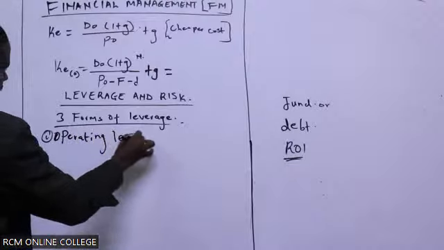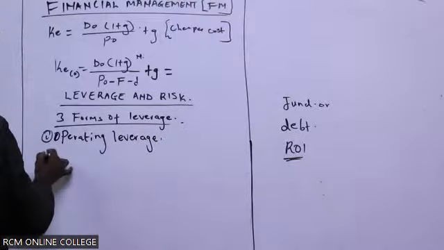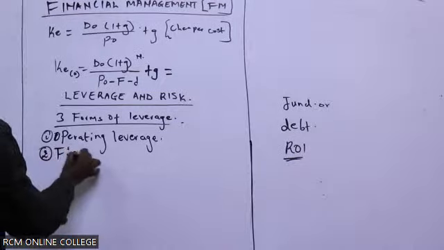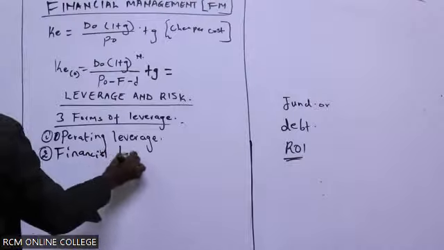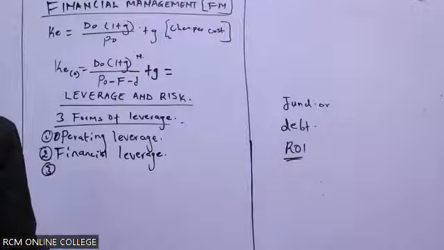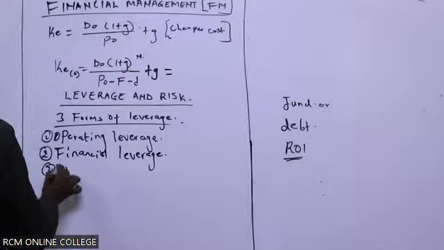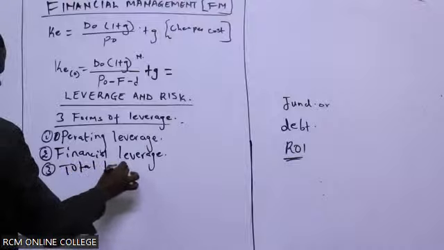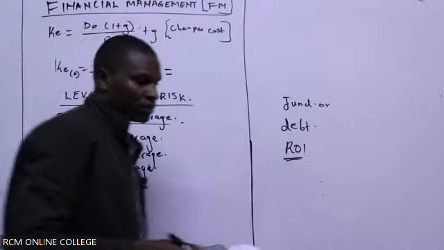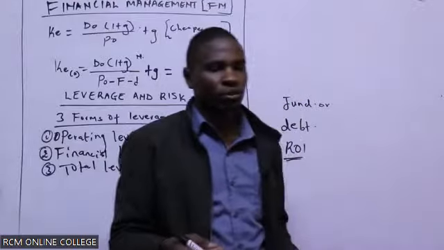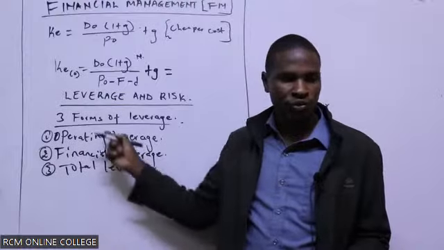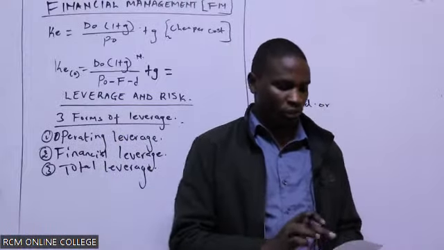Operating leverage. So we first of all state them. The second one is financial leverage. Then the third one, class, we have total leverage. I just want us to define them: operating, financial, and total. Of course, when we talk about total, it is the summation of the two. We shall see how we compute this.